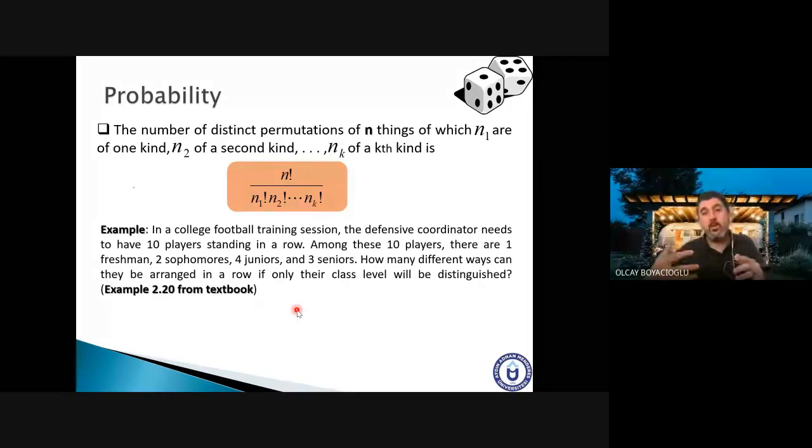So if you have the ball, you put your attacking team on the field. If you lose the ball, you put your defense team on the field.